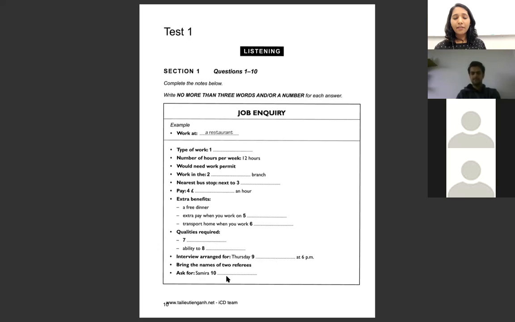Ask for Samira dash. What's the 10th blank you think? It's a surname, well done. It's the second name. Yes. So that is our prediction for questions 1 to 10.